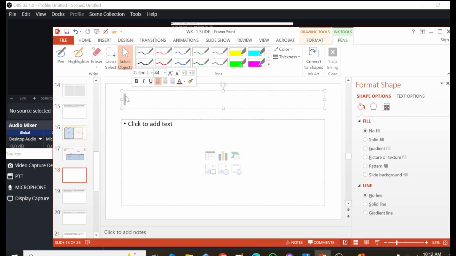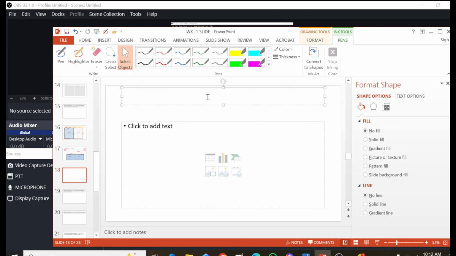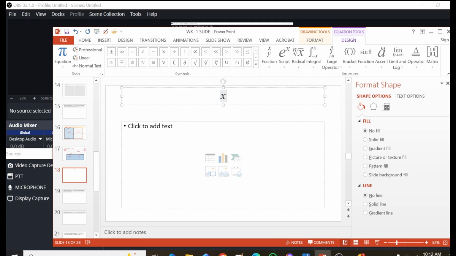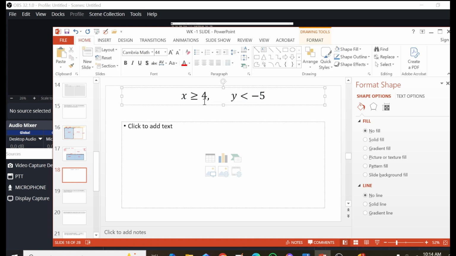Let's, for example, say we want to show the region where x is greater than or equal to 4. Also, y is strictly less than, let's say, minus 5, and put it on the graph. So let's graph it out. Let's show the region here.